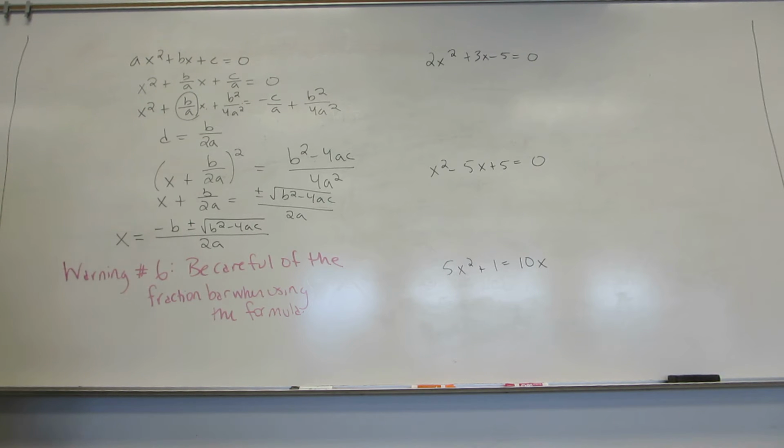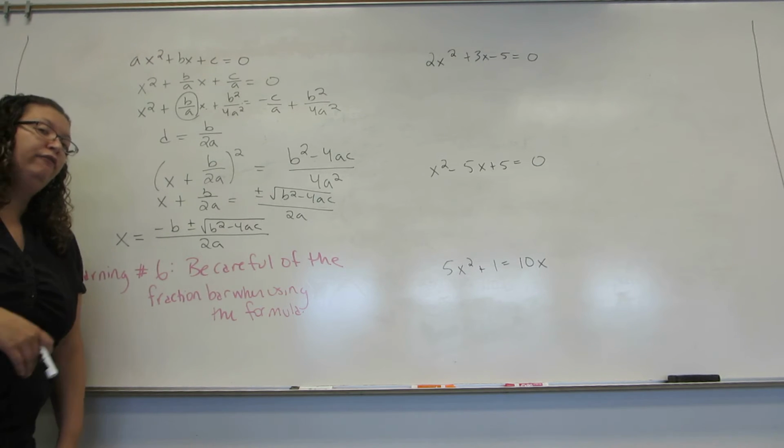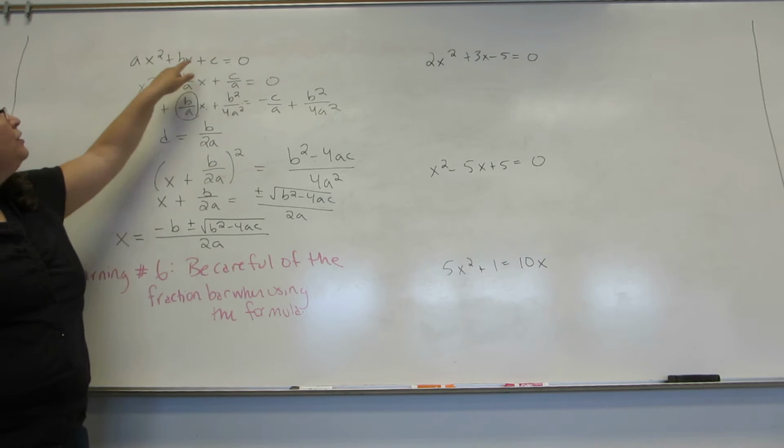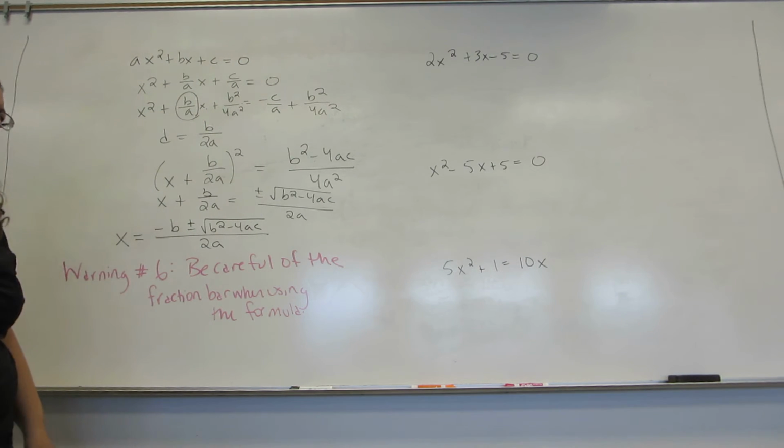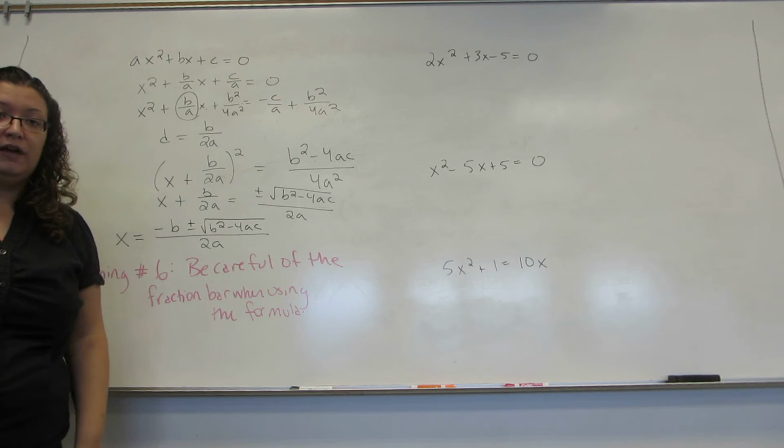Now, a couple things about this formula. First of all, if you remember back to warning number 4, in order to use the formula, you have to have a 0 on one side. You cannot start using the formula until you have that.